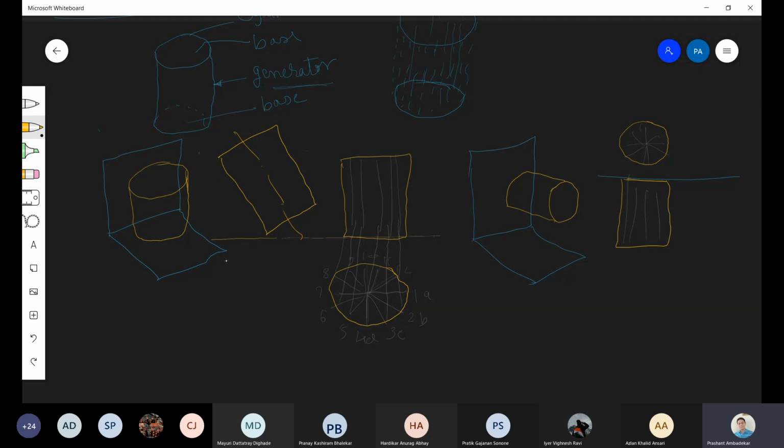such that the axis is inclined to HP at 35 degree, or one of the generators is inclined to HP at 35 degree, or the base is making an angle of, how much will this angle be? See, this is 35, this is 35, this is 90. So this is 90. So how much is this angle now? 55. It will be 55.